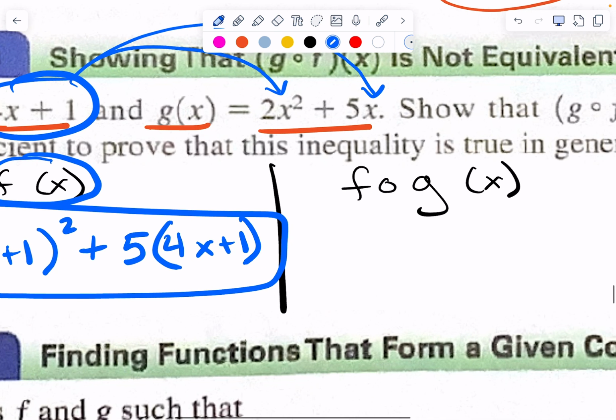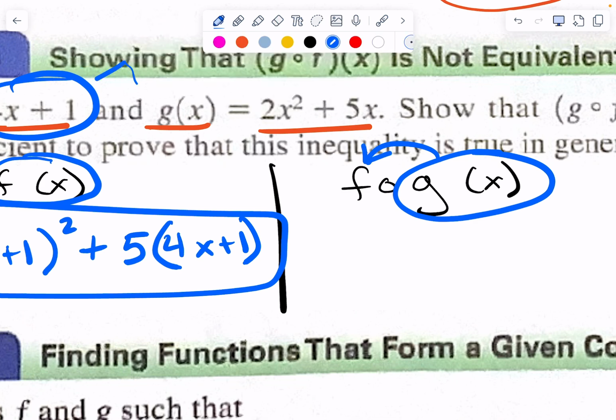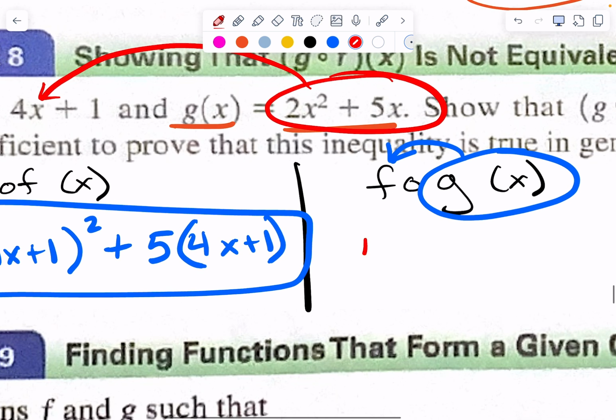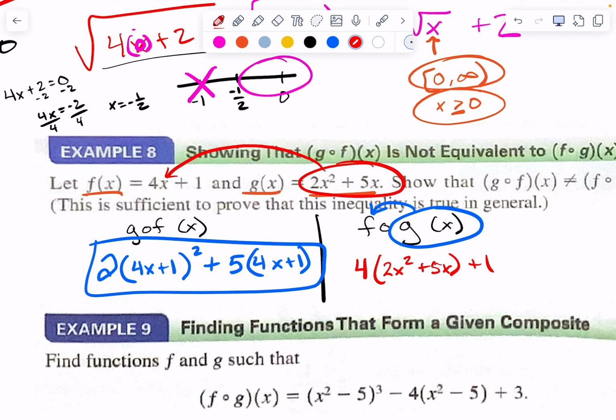If I shove g into f instead, now this whole thing is going into there, right? So 4 is on the outside: 2x squared plus 5x plus 1. Are those two things the same? Nah. Those two things are not the same. If you shove one into the other and one into the other, they will not necessarily be the same. So you have to pay attention to which one goes which place, right?